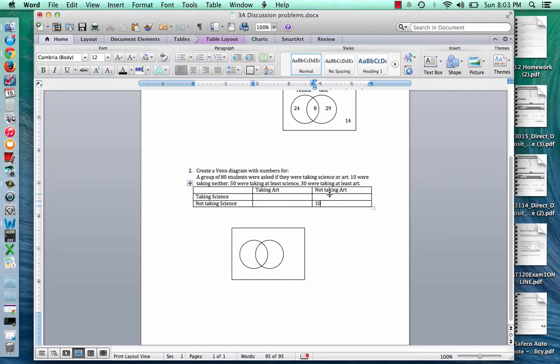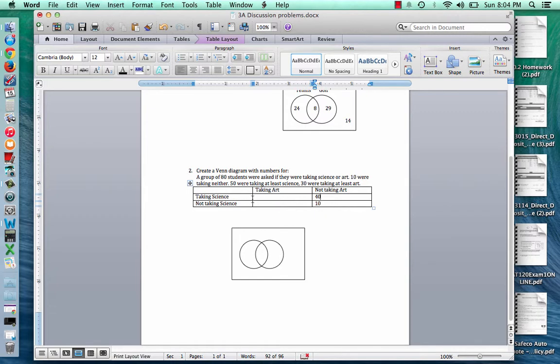Well, if out of 80 students, 30 were taking art, okay, that means that 50 weren't taking art. Okay, let me say that again. If out of 80 students, 30 were taking art, then that means that 50 were not taking art. That would be the total for this column. But we have 10 that are not taking science, so it must be 40 here because this column has to be 50. So that's how we figure out that total there.